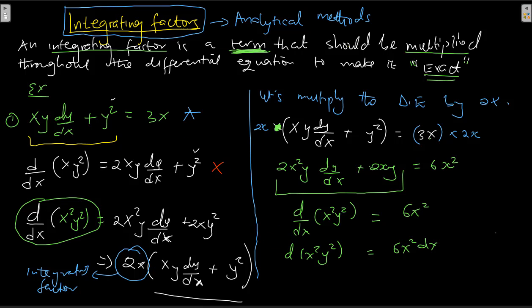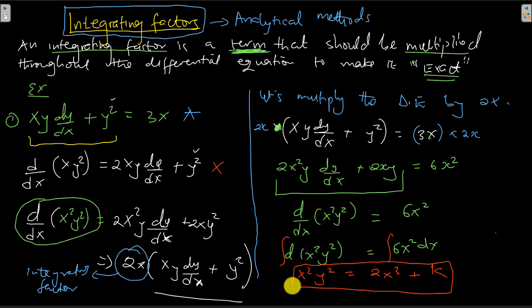Now, since I don't have space, let me just take integrals from here. So we'll have x squared y squared equals, what's the derivative of this? That's going to be 6 over 3x cubed. I guess that's going to be 2x cubed plus some arbitrary constant k. So there we go. That's our general solution to this differential equation.